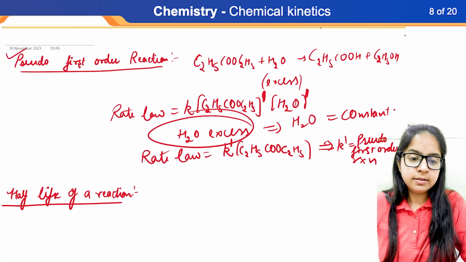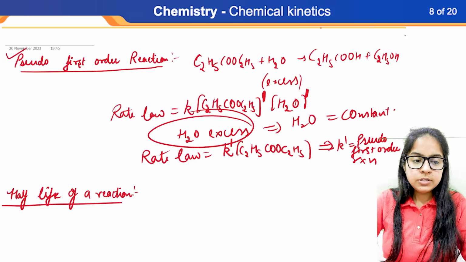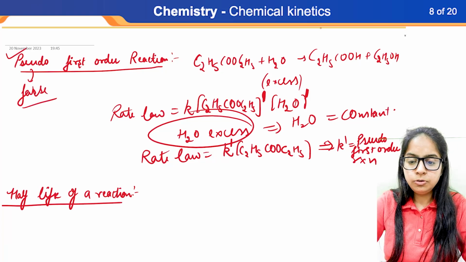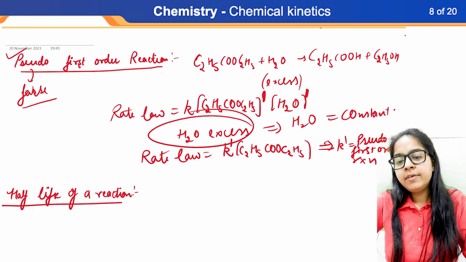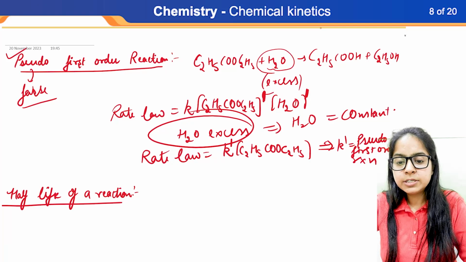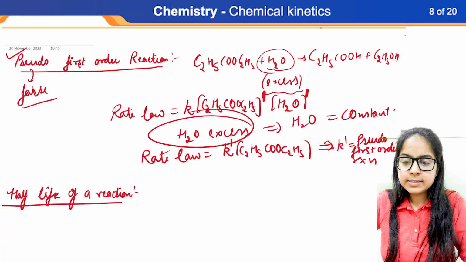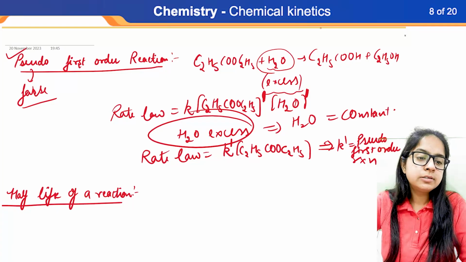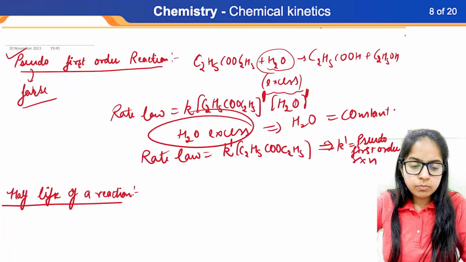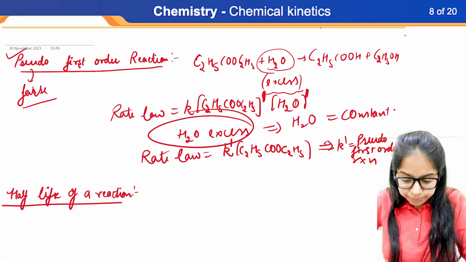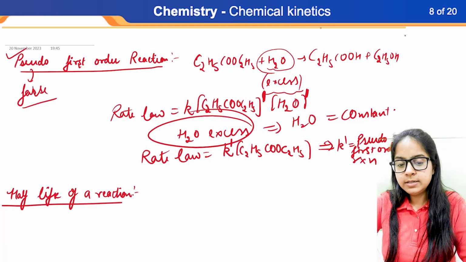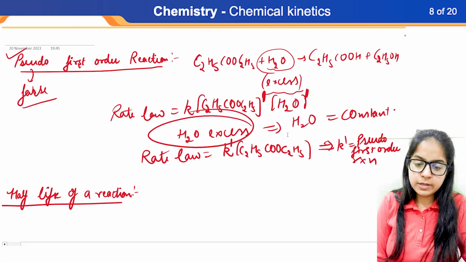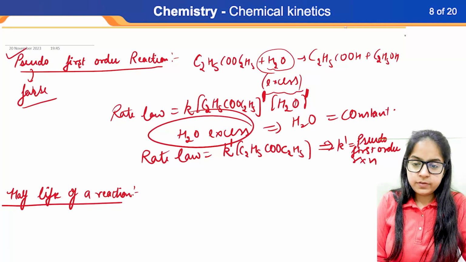Now the next one is the pseudo first order reaction. I've explained that it's a false first order reaction, meaning you don't know whether the rate of reaction is first order or not. But here one of the reactant species is in excess. If it is in excess, then you take it as constant, because it is not going to get reacted much; only a drop from the ocean is going to react. So it is almost constant. So rate law is equal to k dash [C2H5COOC2H5].